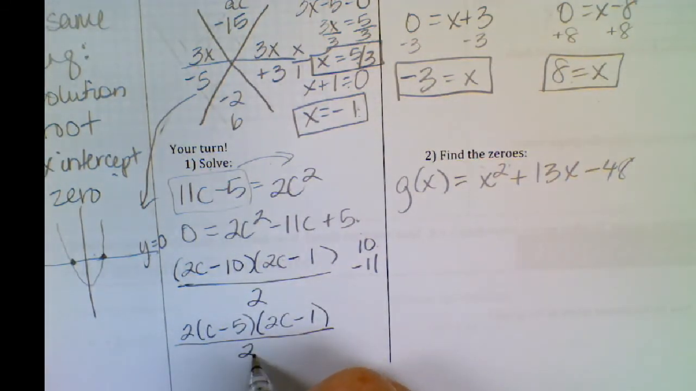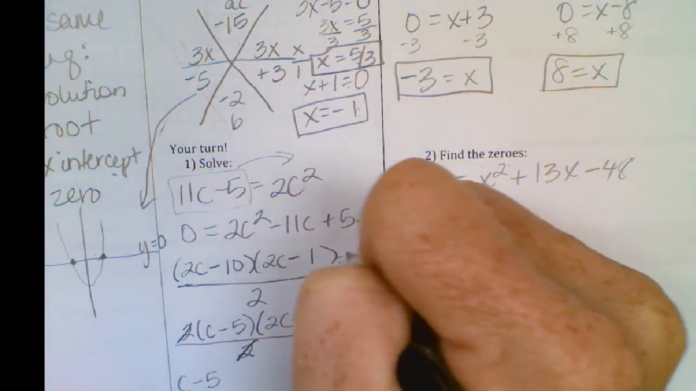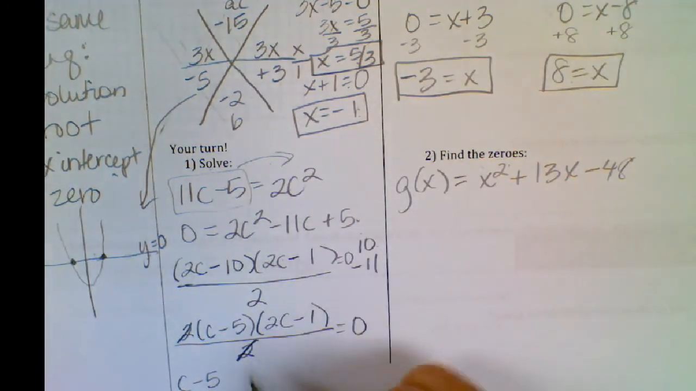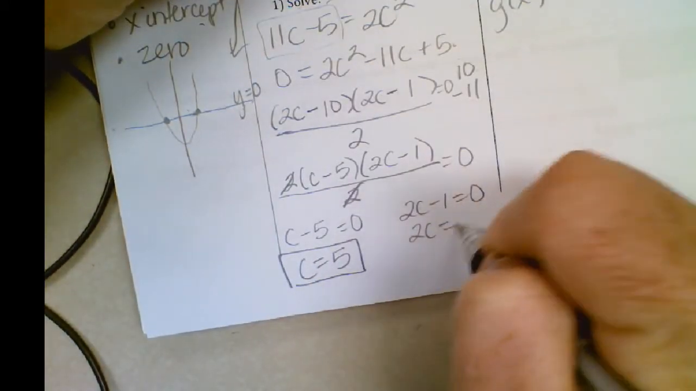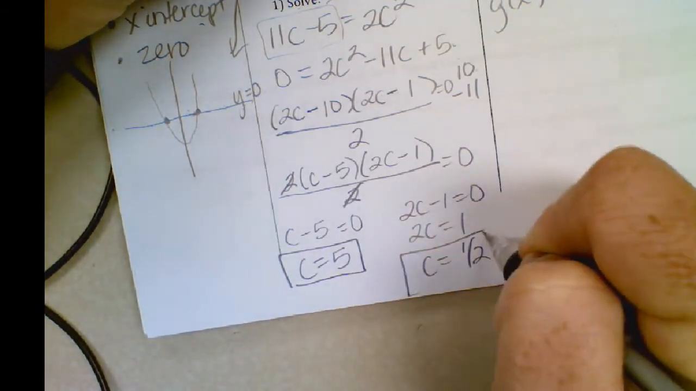Divide everything by 2. Those 2's cancel. So I get c minus 5, and all of this is being set equal to 0 every time. That equals 0, and then 2c minus 1 equals 0. So one of my solutions is c equals 5, and the other would be c equals 1/2.